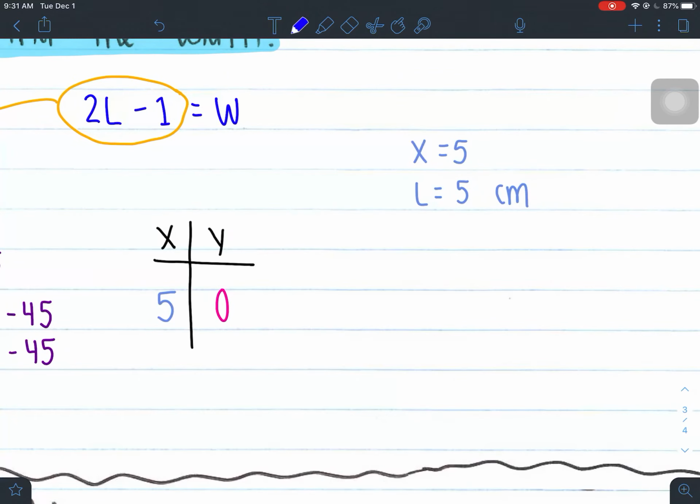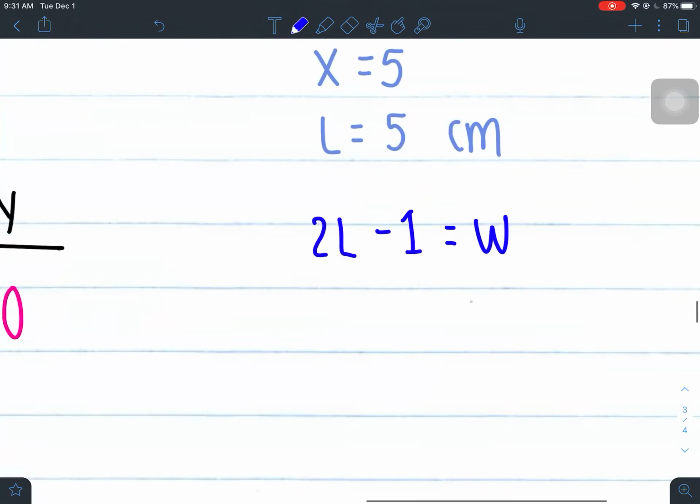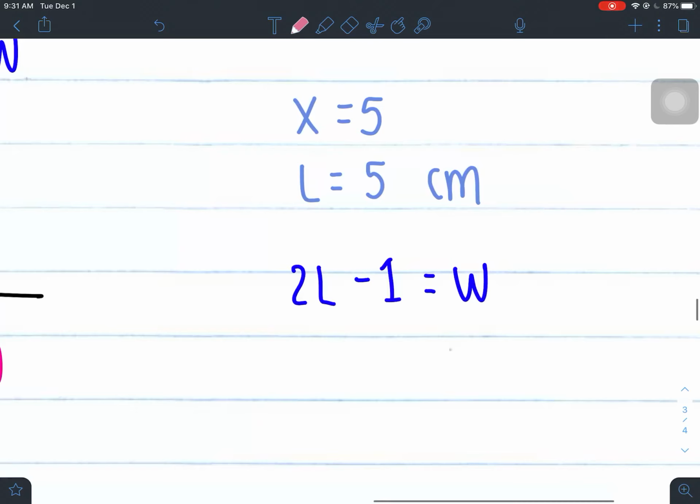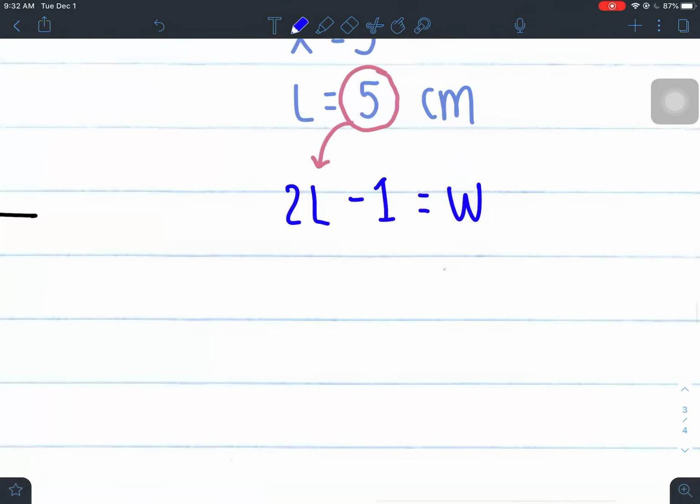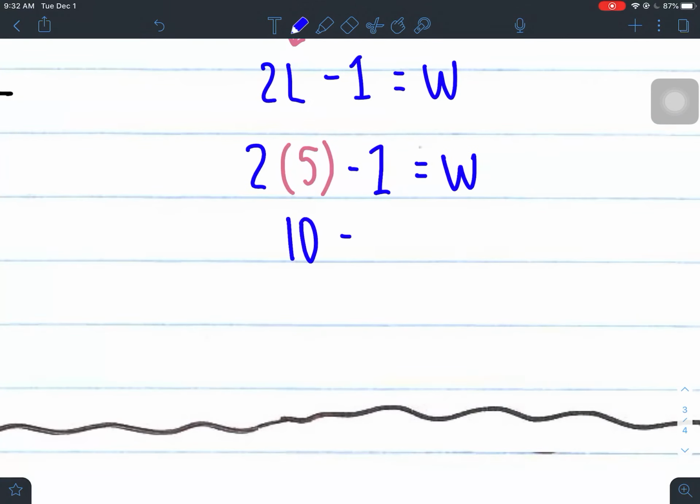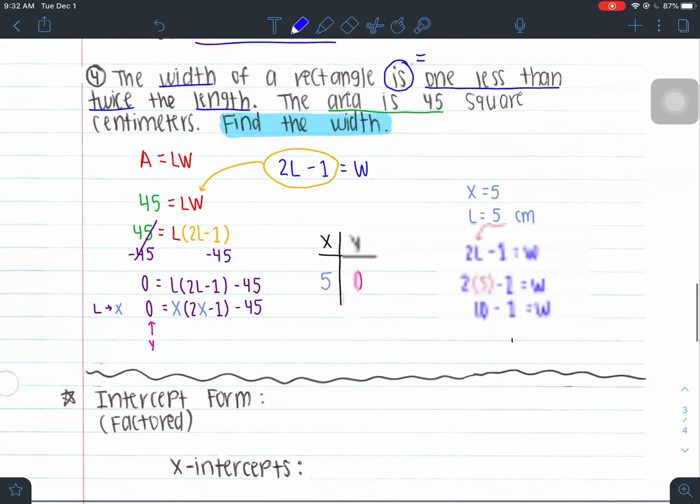So we're going to use the equation that we started with at the beginning. 2L minus 1 equals W. Okay, and we're going to use substitution here. Well, I know that L equals 5. If L equals 5, I can plug in 5 for which letter? For L. So I'm going to plug that in there. So I have 2 times 5 minus 1 equals W. Okay, 2 times 5 is 10. And then 10 minus 1 is 9.